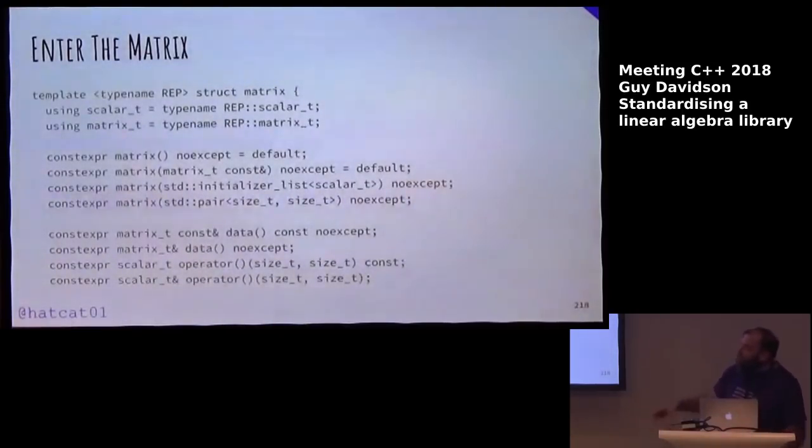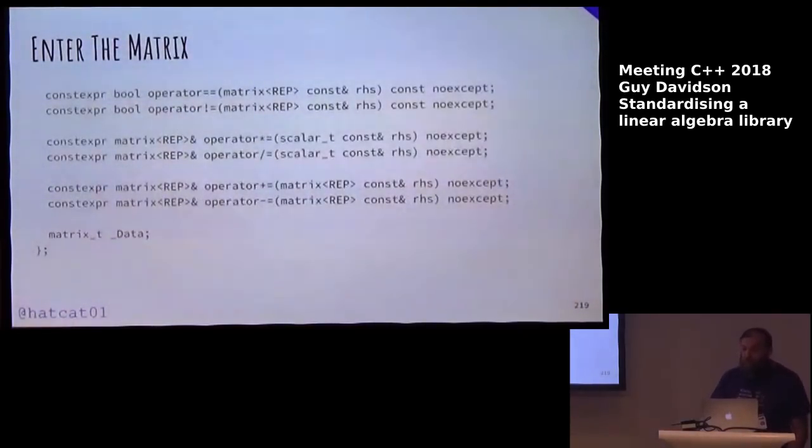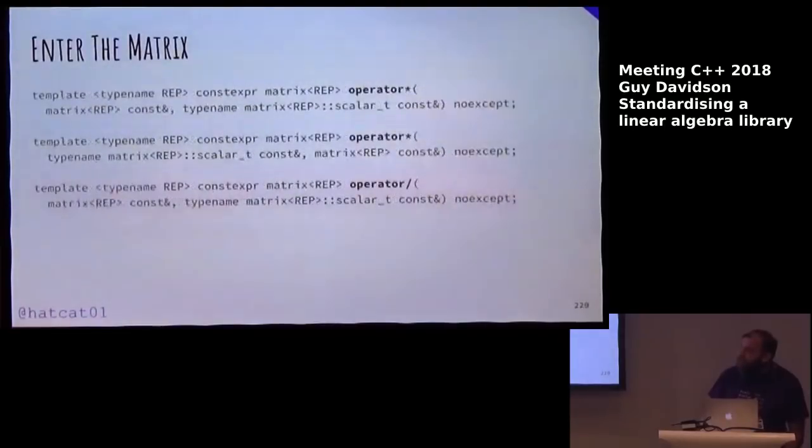First of all, we've got the scalar T and matrix T types at the top there. They are inferred from the template parameter. And you can see a selection of constructors. This isn't exhaustive. I'm sure there will be more. This is just partial exposition. You can see construction from an initializer list and construction from a pair of dimensions. Then we have const and non-const access to the matrix data and the elements via row and column. Equality operators, scalar multiplication and division, addition and subtraction, and finally the data itself.